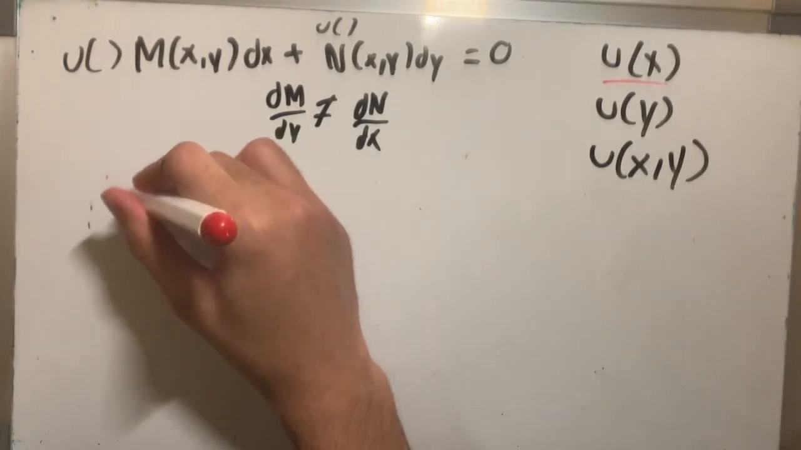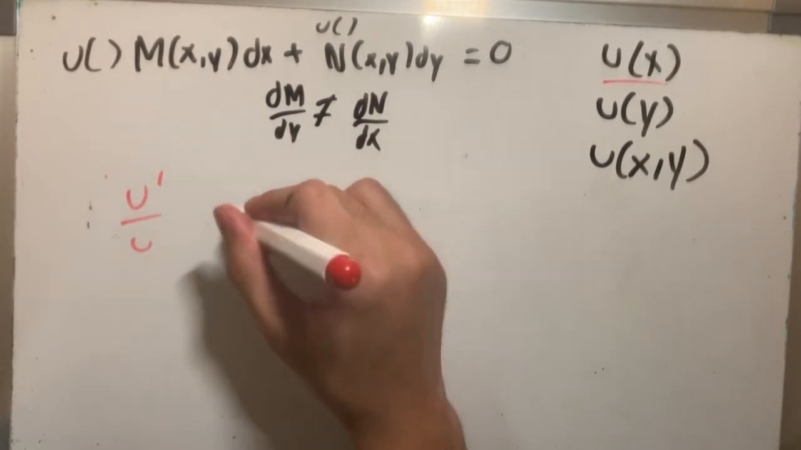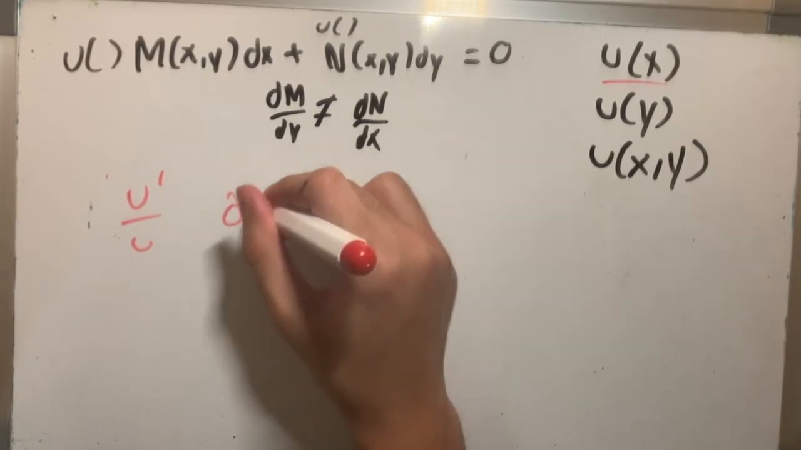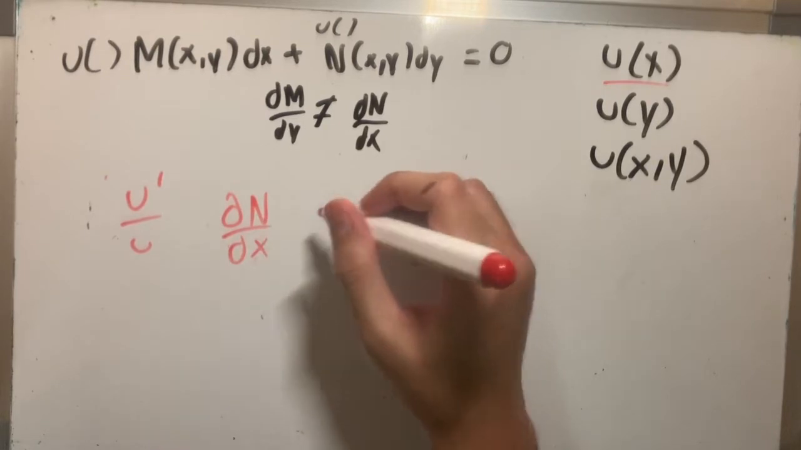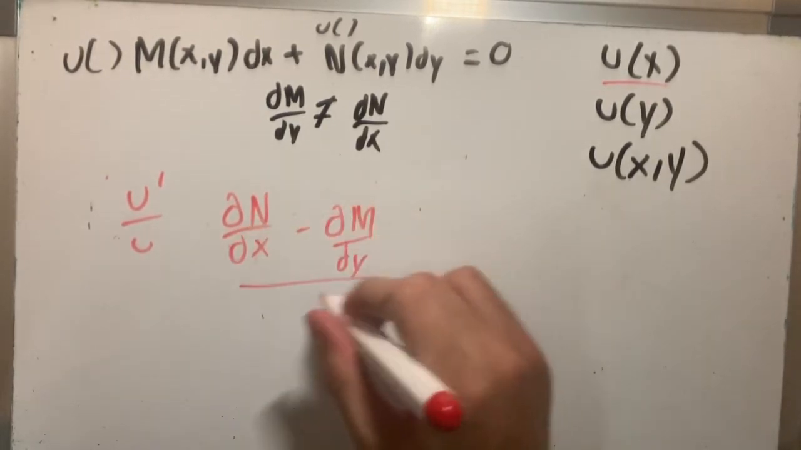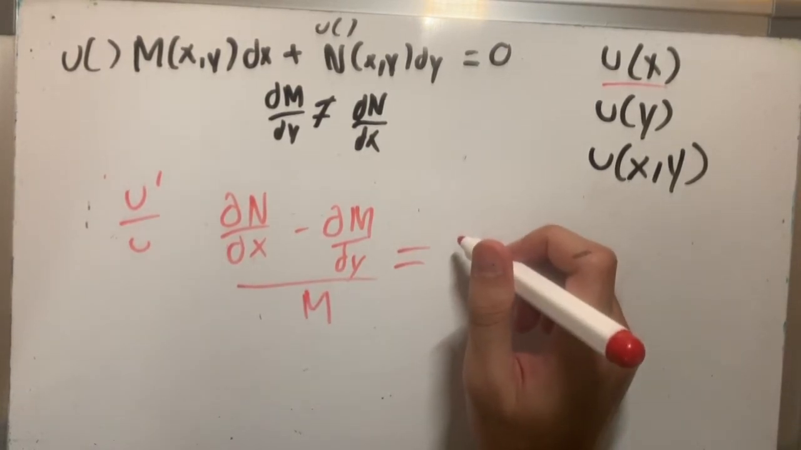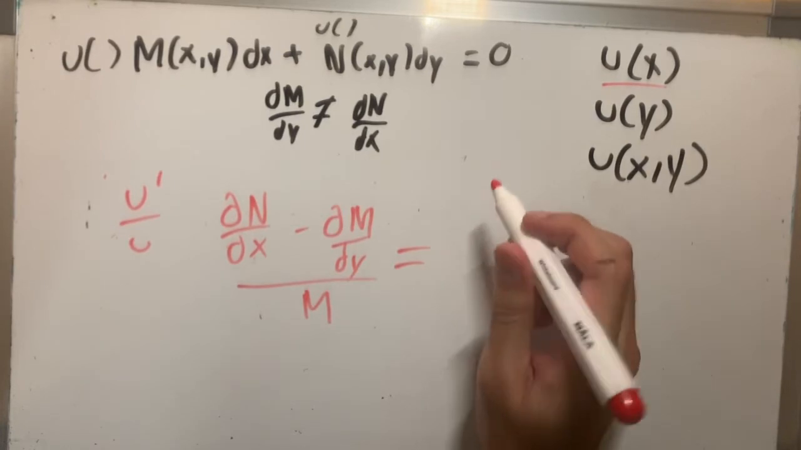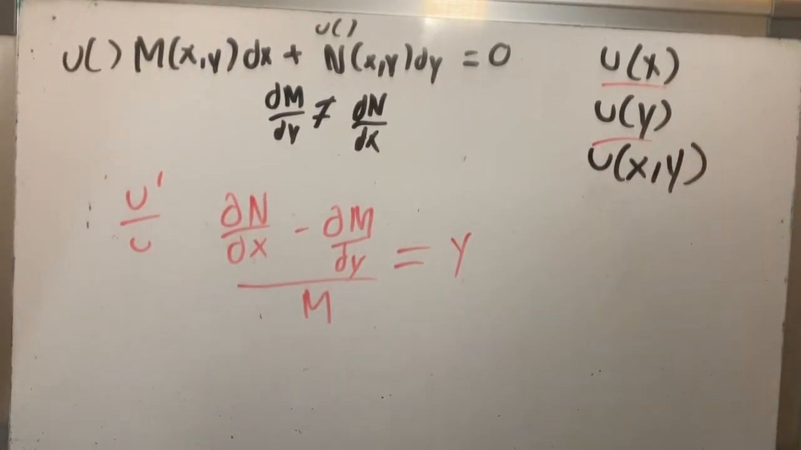Now if we have dN/dx minus dM/dy, over M, and this has a y value in it, then we will take u of y. You have to memorize this formula and the formula before this.